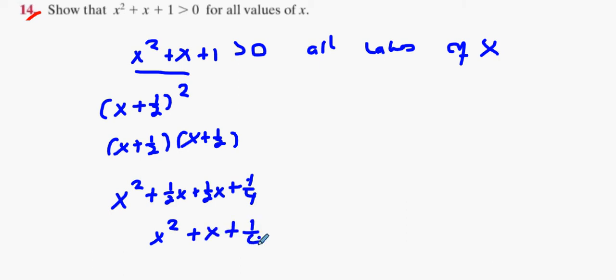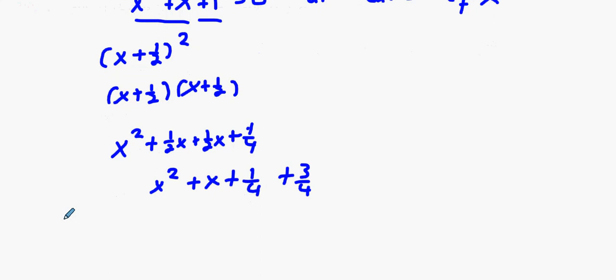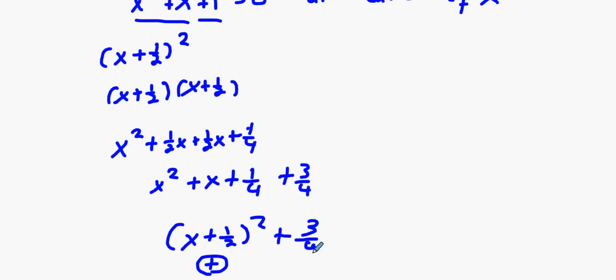Are we too big or too small? Too small by 3/4. And then, lo and behold, you're going to get (x + 1/2) squared, which is a guaranteed positive number, plus another guaranteed positive number, which will result in a number always bigger than 0.